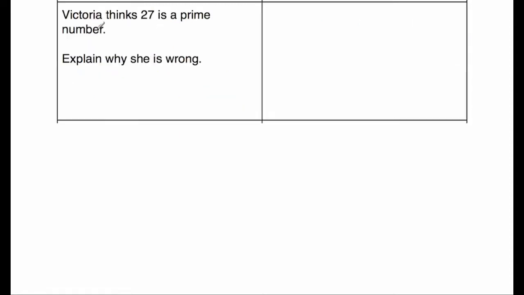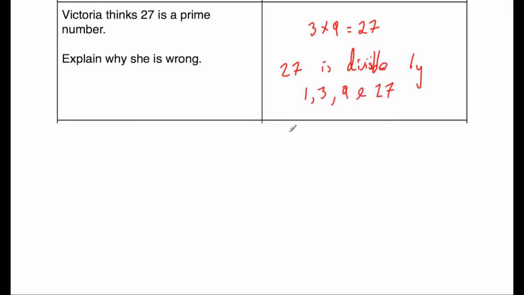Okay, next question. Our next question says, Victoria thinks that 27 is a prime number. Explain why she's wrong. Well, a prime number is a number that's only divisible by 1 and itself. But 27 was divisible by other numbers, because 3 times 9 is equal to 27. So it's also divisible by 3 and 9. So 27 is divisible by 1, 3, 9, and 27. Therefore, it is not prime.